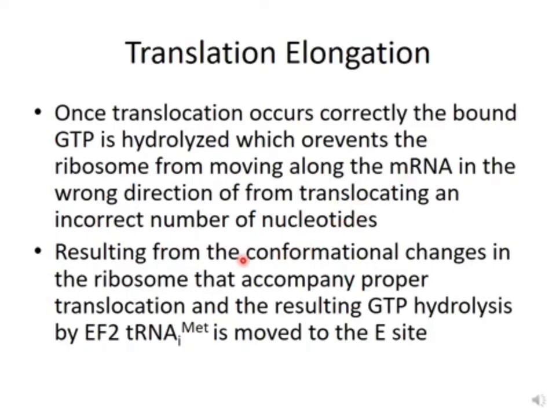This results in the conformational change in the ribosome. This change accompanies proper translocation and results from the hydrolysis of the GTP bound to the EF2. This is going to cause the tRNAs to shift. So the tRNA initiator methionine that was on the P site is going to shift to the E site, which is called that because it's the exit site where the tRNA leaves the ribosome, and the tRNA on the A site moves to the P site.